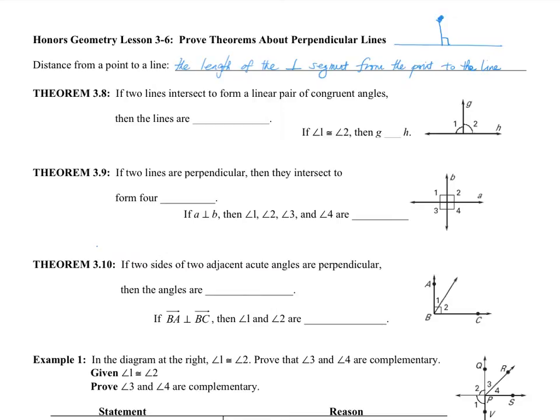Theorem 3.8 states that if two lines intersect to form a linear pair of congruent angles, then the lines are said to be perpendicular. So again, if angle 1 is congruent to angle 2, then G is perpendicular to H.